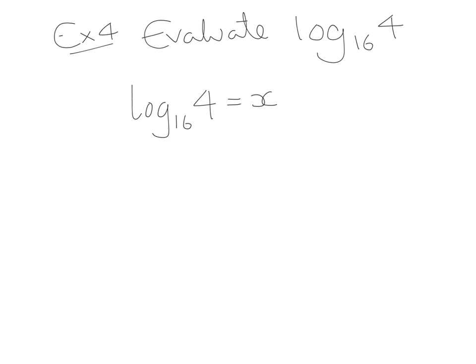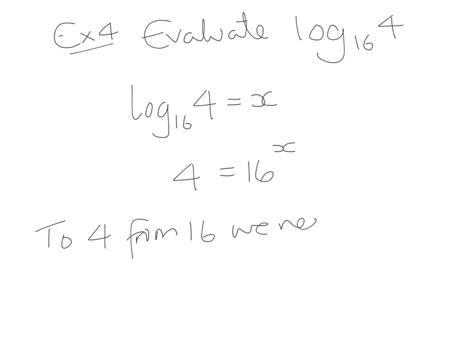Okay, now that we've got it equal to x, we can convert to exponential form. And the reason we can do that is this will give us a number that we'll be able to solve, hopefully in our head, without needing to use the calculator. So when we convert, we get 4 is equal to 16 to the power x. So what we're now asking ourselves is, what do we have to do to 16 to get 4? And hopefully you're realising that that would be the square root. To get 4 from 16, we need to take the square root.